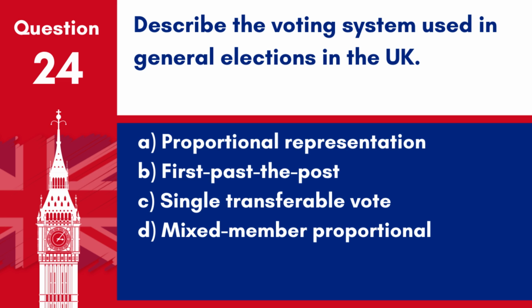C. Single transferable vote. D. Mixed member proportional. Answer. B. First past the post. The voting system used in general elections in the UK is the first past the post system, where the candidate with the most votes in a constituency wins.